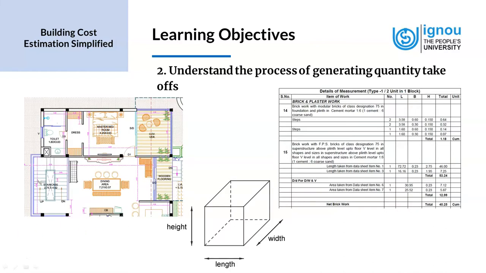Understand the process of generating quantity takeoffs. An estimator takes the measurements of various items that are required to construct a building. For this, first, the measurements are taken from the drawings. And then from there, we transfer it into the details of measurement format, where we have the length, breadth, and height. And then we multiply all the three to find the final value.